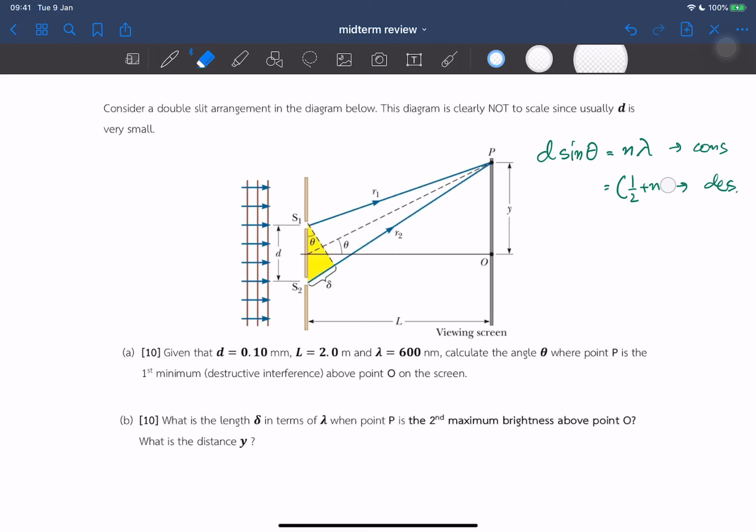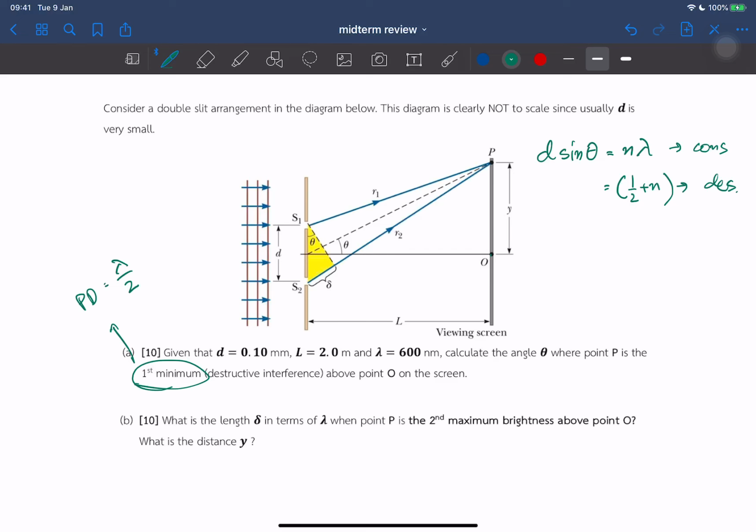So I'm going to write it a little bit nicer here. For A, given that D is that, L is that, lambda is that, calculate the angle where point P is the first minimum. The center point O is always going to be the maximum. That's when the path difference between the two holes is zero. Okay, so the same path, so PD equal to zero. And then when you go up a little bit, you're going to go through the first minimum. That's when the path difference is equal to half the lambda. So first minimum means PD equal to just lambda over 2.